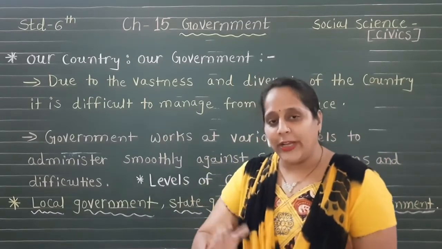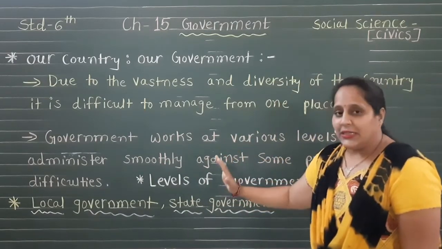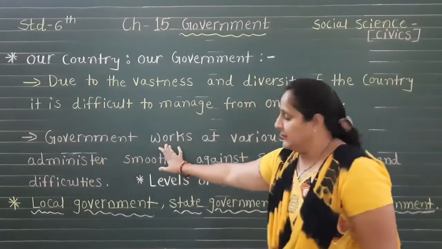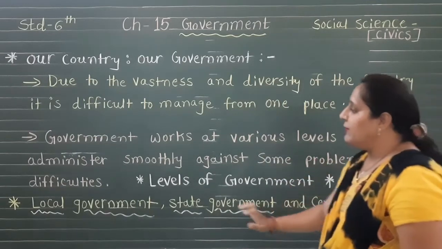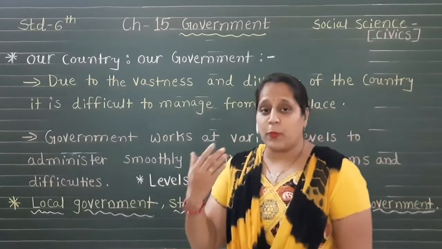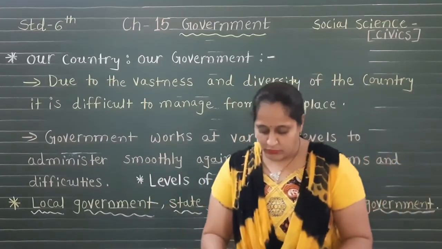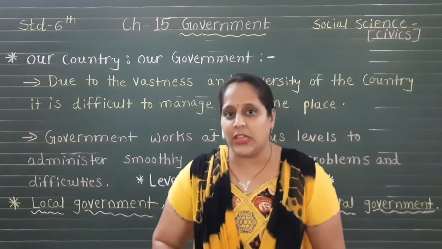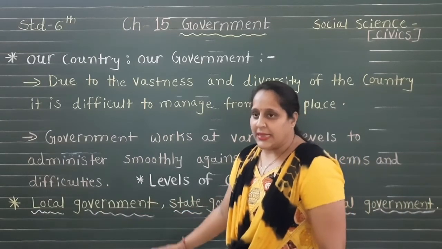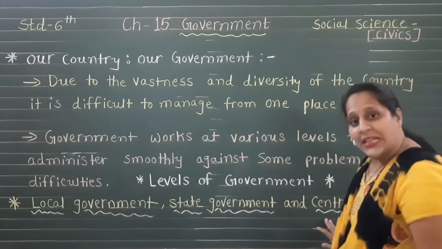They divide their work according to different levels. In this topic we will discuss the different levels of government. Government works at various levels to administer smoothly against some problems and difficulties. For solving these problems and difficulties, government is divided into different levels. There are three levels of government. First is the local government, which takes all the decisions in the city and village area. Second is the state government, and third is the central government.